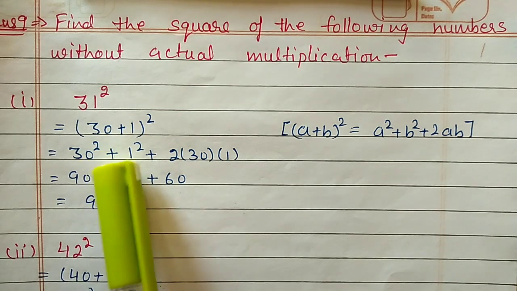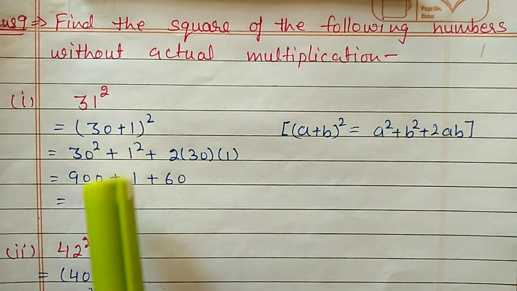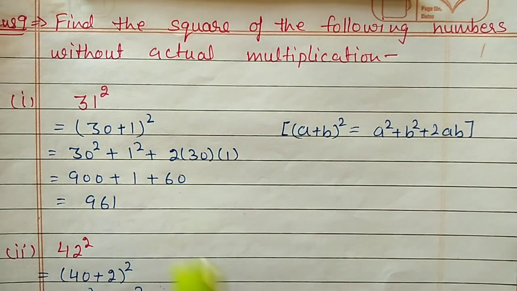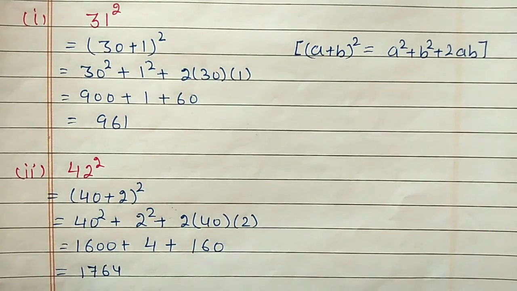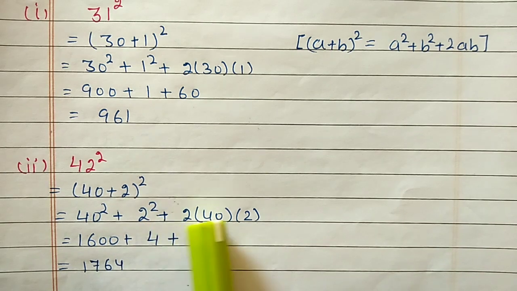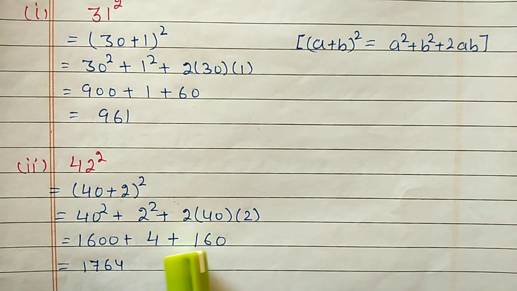A square plus B square plus 2AB. 30 square is 900 plus 1 plus 60. So the answer will be 961. Second part, 42 square, you can write it as (40 plus 2) whole square. Again the same formula I have used here, (A plus B) whole square. A square plus B square plus 2AB. 40 square is 1600 plus 4 plus 160.